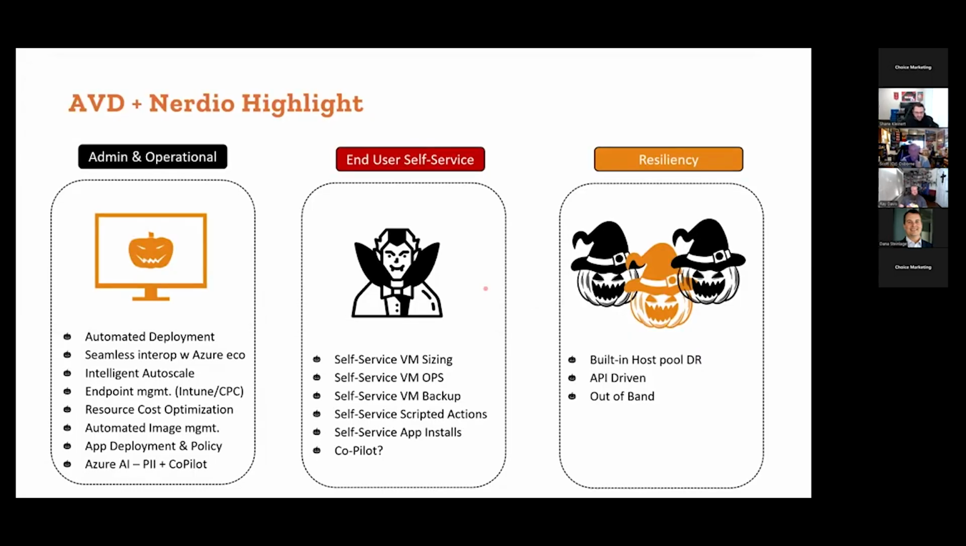And the resiliency side on Nerdio. So, built-in host pool DR. On the DR side, for a traditional host pool, there's a one-click DR. It actually does the automation and replication on the back end to enable you to have your AVD environment in another region. It's all API driven. It's all out of band. If Nerdio goes down, again, the environment still operates.